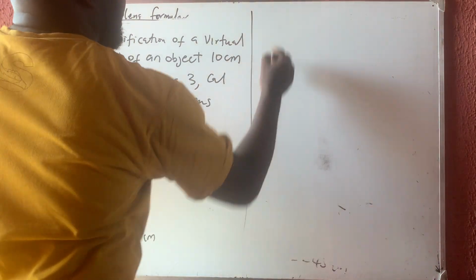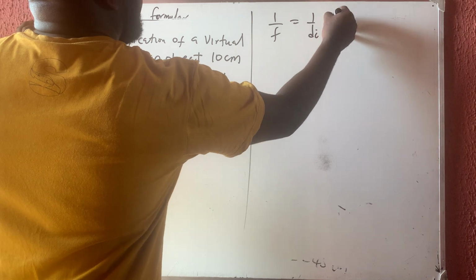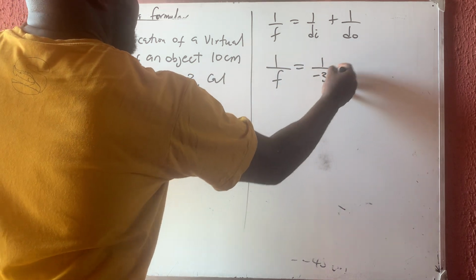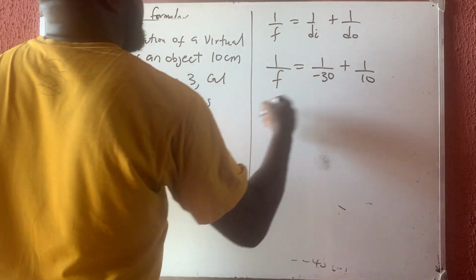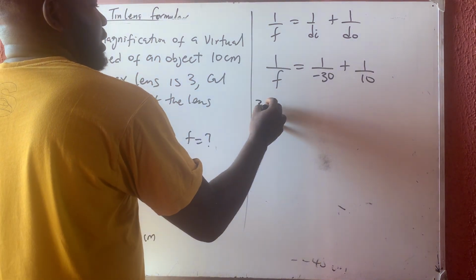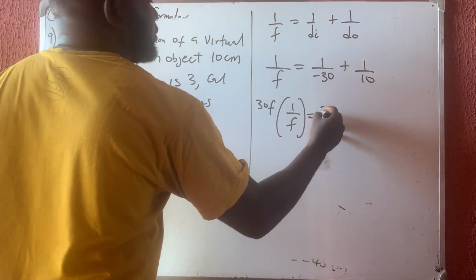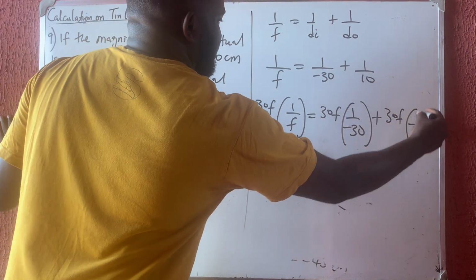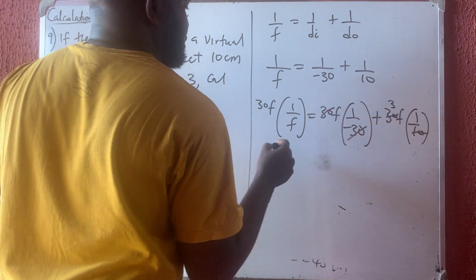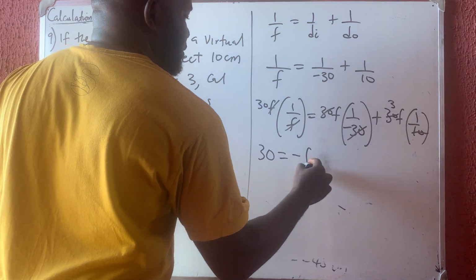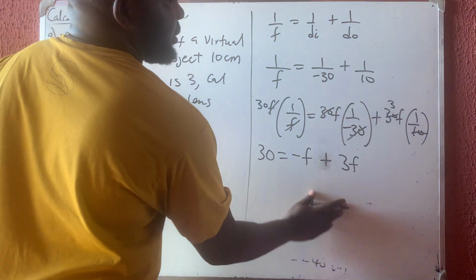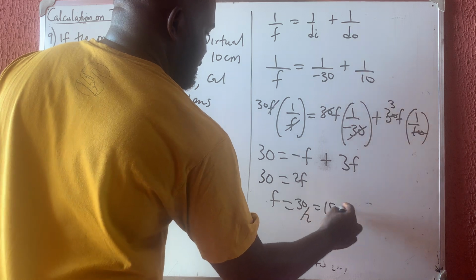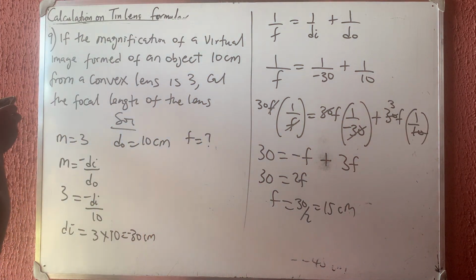So if you have minus 30, I want to have that 1 over F is equal to 1 over D_I plus 1 over D_O. So 1 over F that I'm looking for is 1 over minus 30 plus 1 over 10. Multiply everybody by 30F. So I have 30F in bracket of 1 over F is equal to 30F in bracket of 1 over minus 30 plus 30F in bracket of 1 over 10. This into this will give me 30, and the others give minus F plus 3F. So 30 is equal to 2F, and F is equal to 30 by 2, which is 15 cm. So the answer to number 9 is 15 cm.